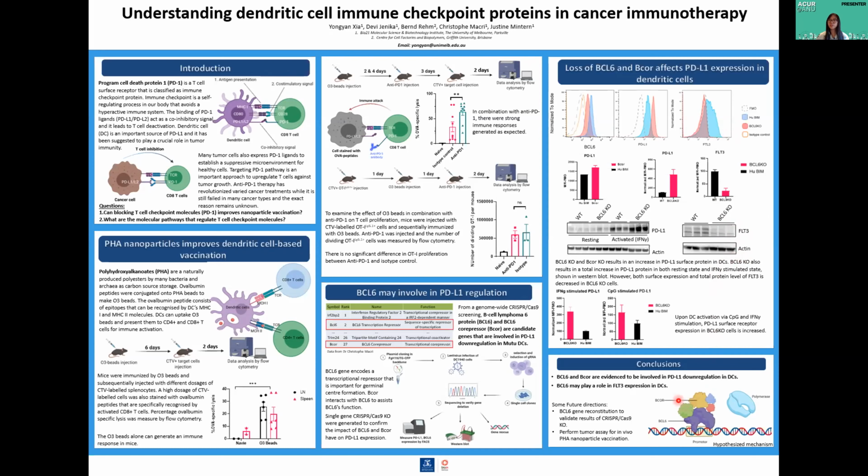And in conclusion, BCL6 and BCORs are evidently involved in PD-L1 regulation in dendritic cells, and we propose a mechanism in here. And moreover, BCL6 may be involved in FLT3 expression in dendritic cells.